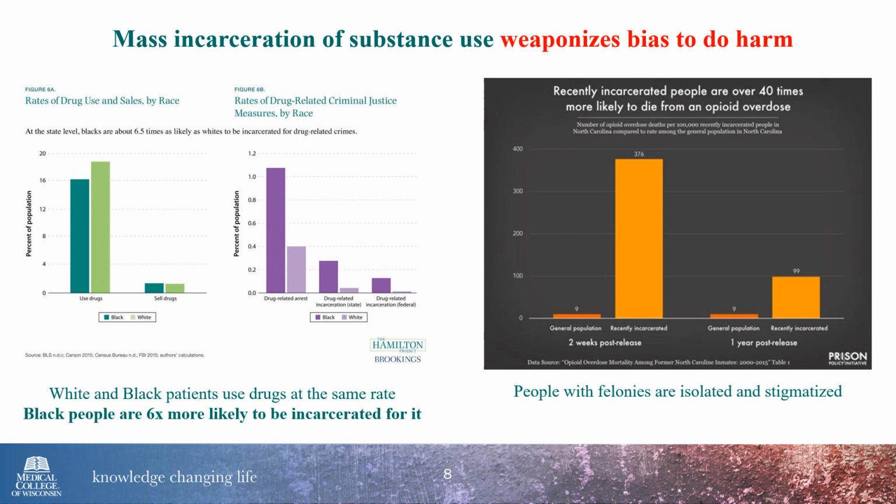So instead of helping rehabilitate people, the criminal justice system literally increases the risk of overdose and decreases the risk of rehabilitation. It does the exact opposite of what it claims to do.